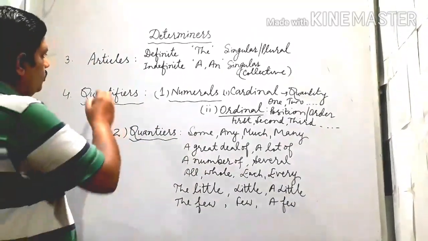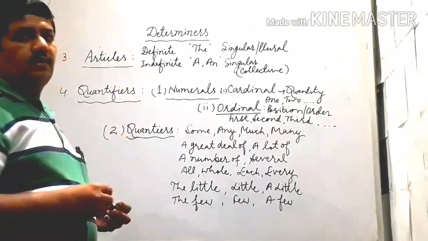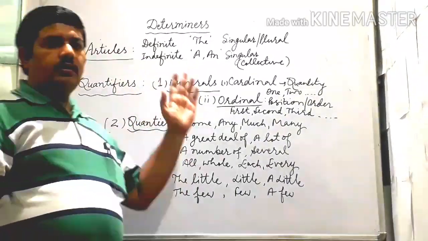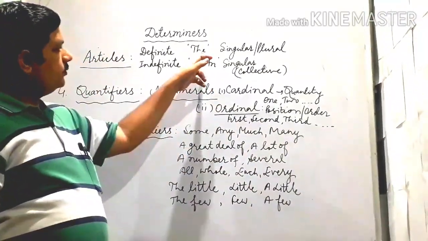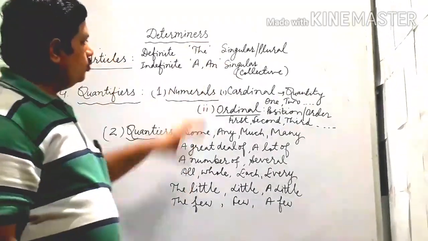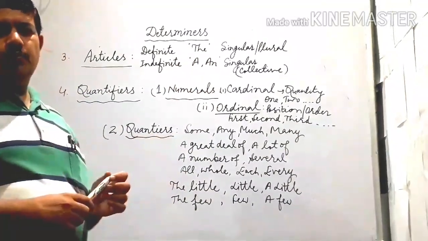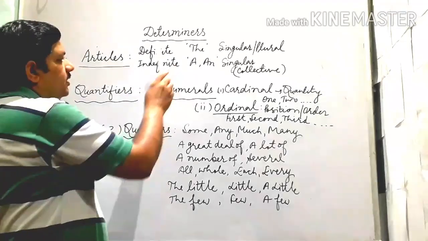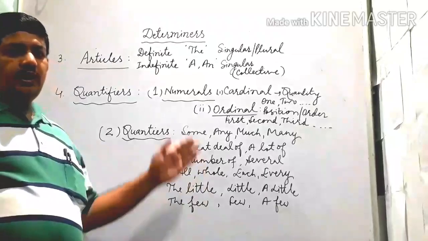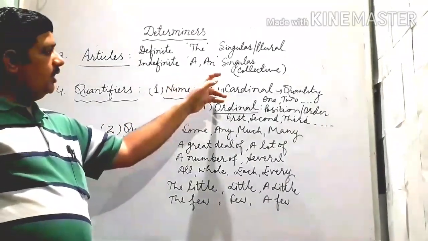Today we'll do a very important determiner, and it is the article. Articles, these are three in number. You can see here: the, a, an. These three have been included into two parts. First one is the definite article, and the second one is the indefinite article. So in the indefinite category we include these two, a and an.